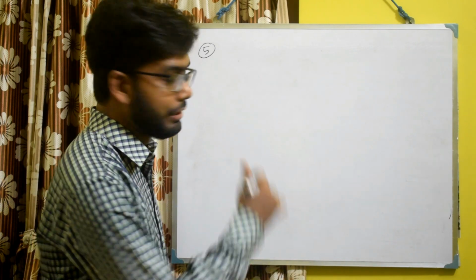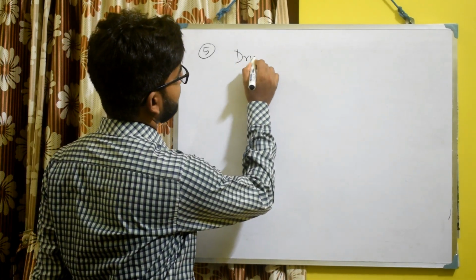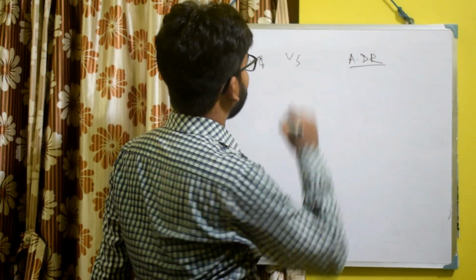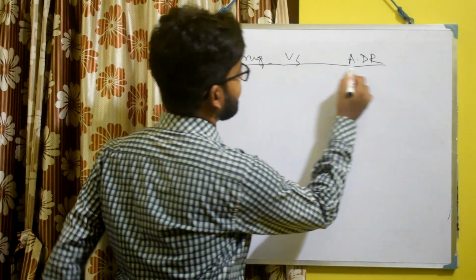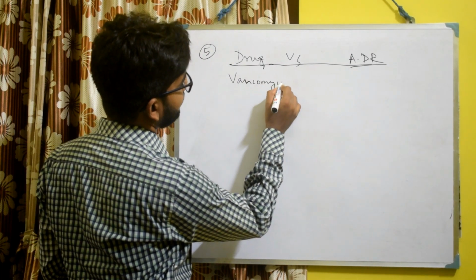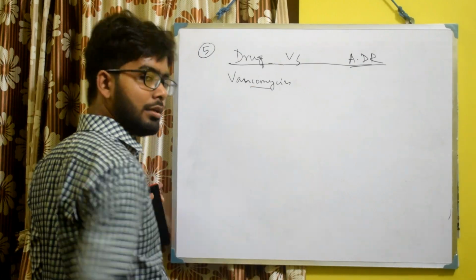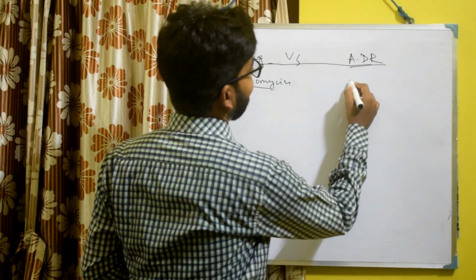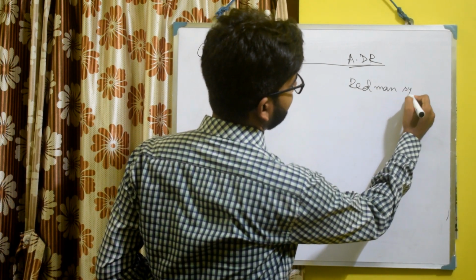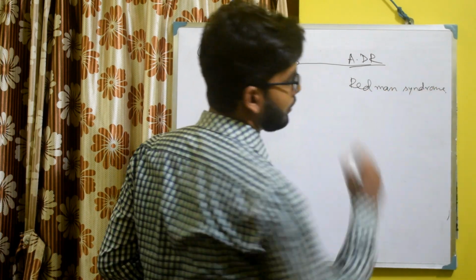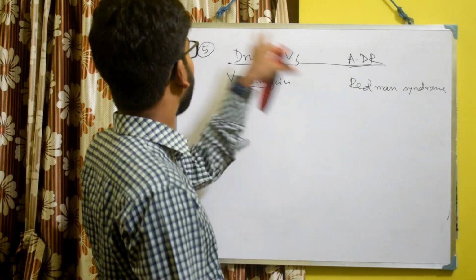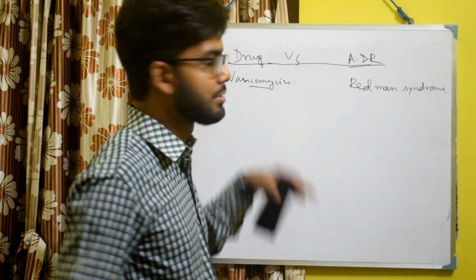Similarly, you can make a table of drug versus adverse drug reaction. In this category I can give you one example, like vancomycin. All of you know that vancomycin is very popular for producing red man syndrome. So this is the fact, and this is how you should make the tables and mind maps.